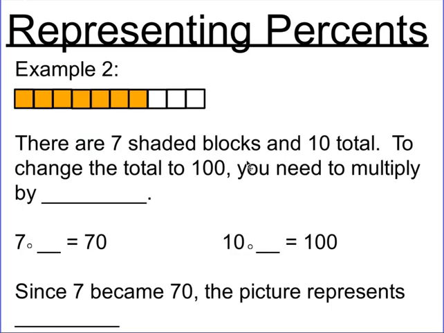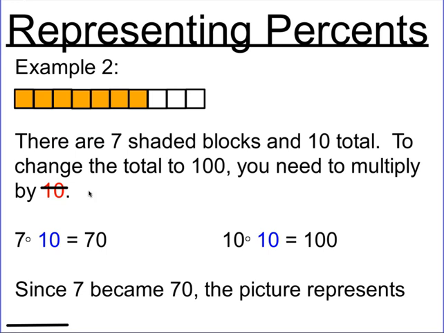Here we don't have 100 though. We have 10 blocks. We had this example earlier, right? So what you have to think to yourself is, what can you multiply 10 times to get to 100? Because if you can do that, you can multiply the 7 shaded ones by 10 also and figure out what percent you have. So here, if there are 7 shaded blocks and 10 total, what we know is that 10 times 10 is 100. So we can also do 7 times 10. And if we do 7 times 10, we get 70. So since 7 became 70, the picture represents 70 out of 100, which equals 70%. Okay? So that's that.